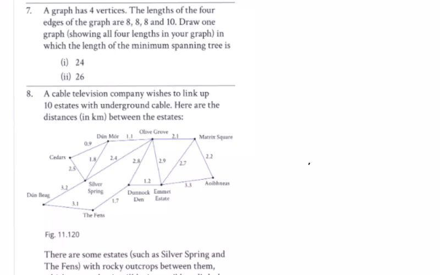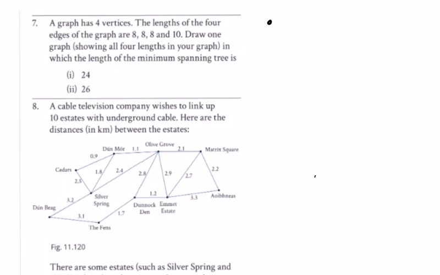In question 7, we have a graph with 4 vertices. Well, let's give them the letters A, B, C, and D. And the lengths are 8. We just go in order here. AB is 8. We'll go for BC is 8. Then we go for CD. That's also 8. And then the last one, it doesn't say which one, well, we can take any of them then. BD is 10.